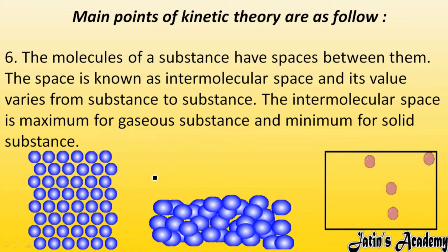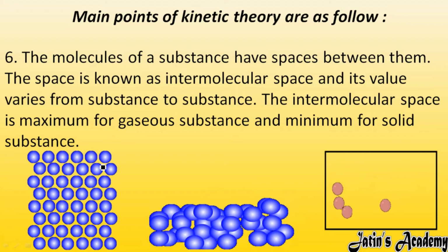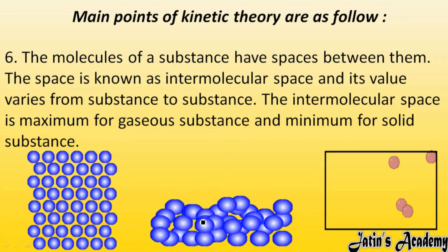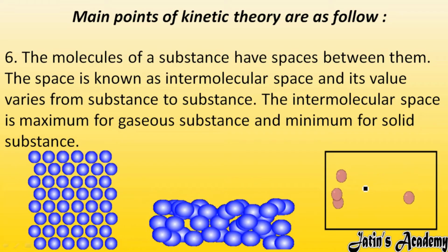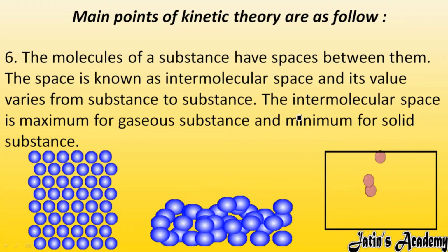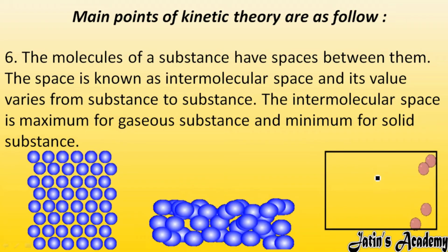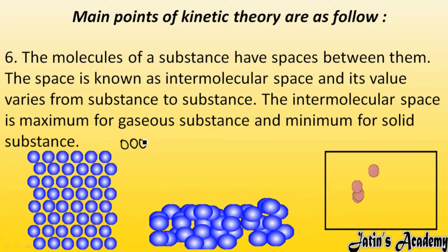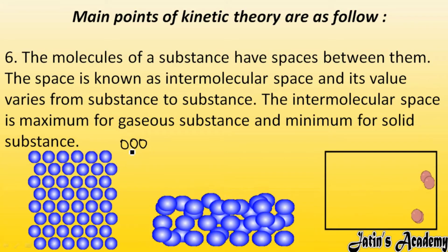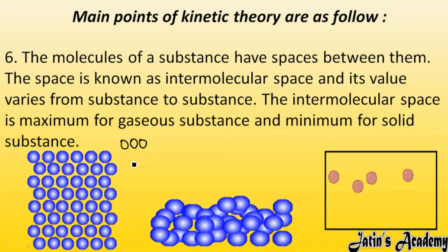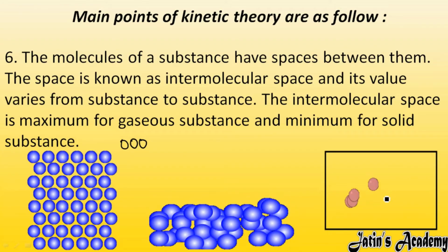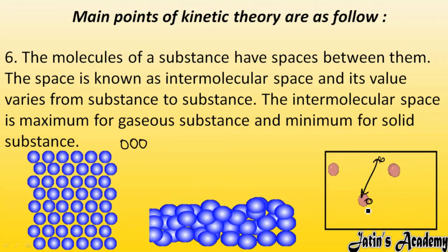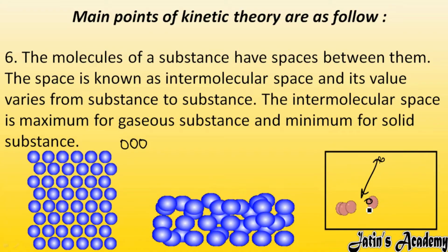So this intermolecular space is very much least in solid, and in liquid some space is there, and intermolecular space is maximum in gases. Fine. So here it is written the same. The intermolecular space is maximum for gaseous state and minimum for the solid state. Why? Because in solid, molecules are closely packed. If two molecules are very close to each other, here intermolecular space is minimum, and here molecules are very far apart from each other. One molecule is here, one molecule is here. So here molecules are having too much space between them, which means the intermolecular space is maximum.